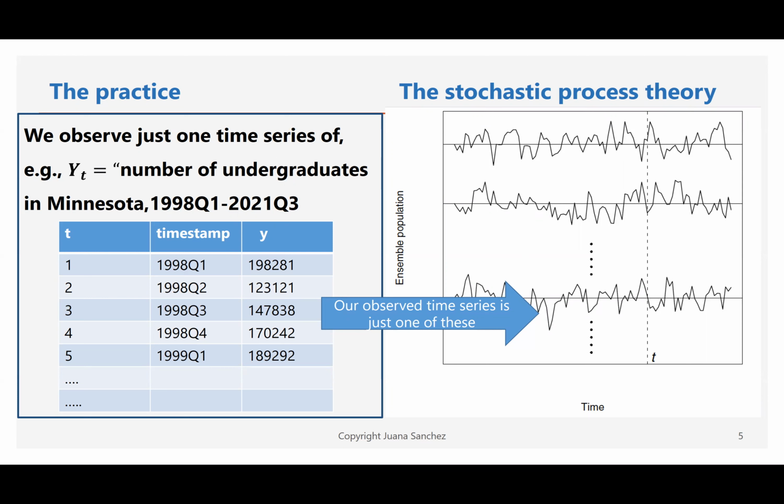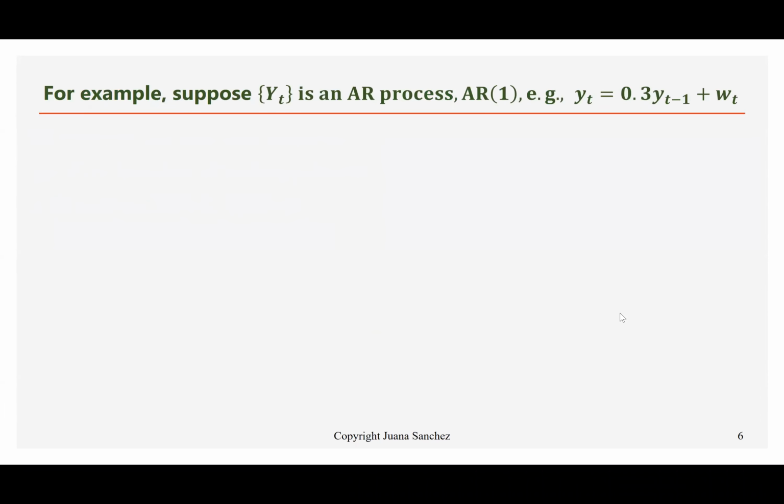So keep that in mind. We could have observed any of these. We just happen to have observed just one of them. And we'll get back to it when we study theory in another lesson. So for example, suppose the stochastic process is an autoregressive process of order 1. We learn these models in future lessons. And let's say the model is y sub t, the observed value at time t, equals a function of the value observed at time t minus 1 plus some random term. And we're going to assume that the random term is Gaussian.